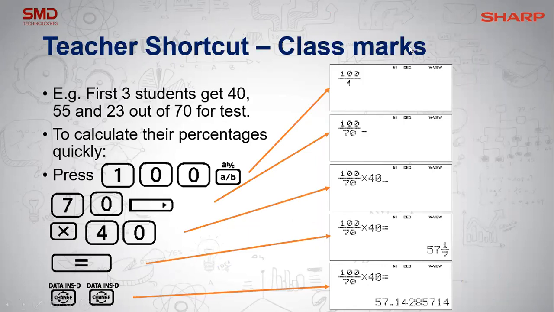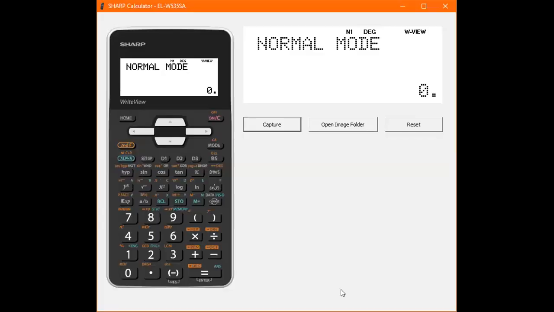The first thing that I want to show you is for teachers. As a teacher, there's a really nice shortcut for working out all of your class marks, converting your class marks to a certain value. For example, if we wanted to convert all of our class marks to something out of 100.